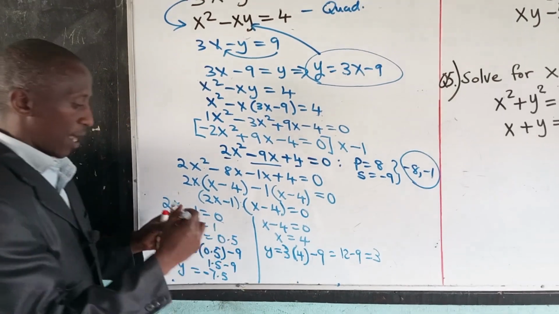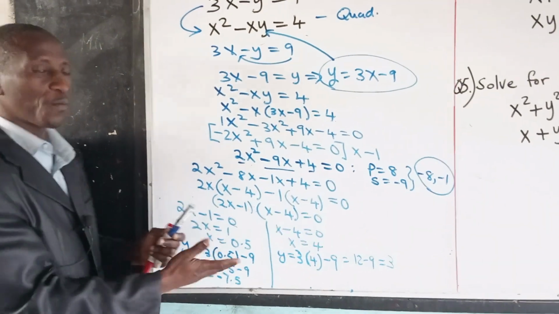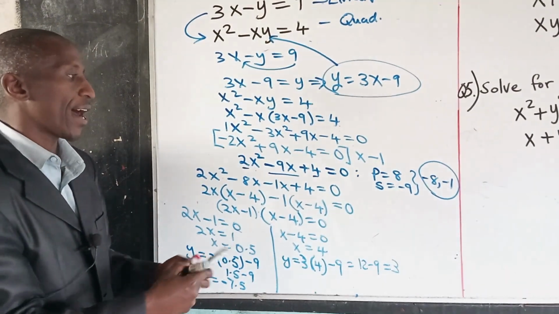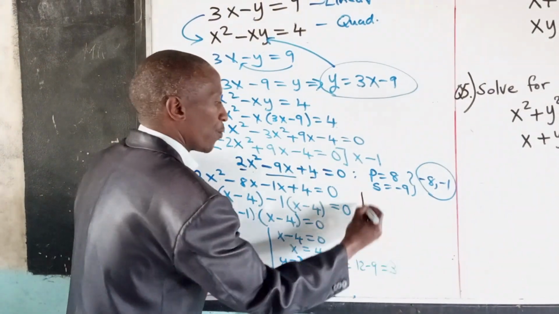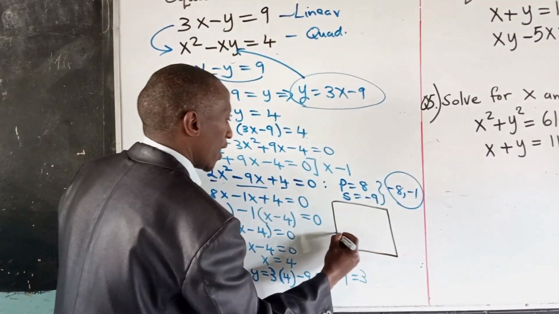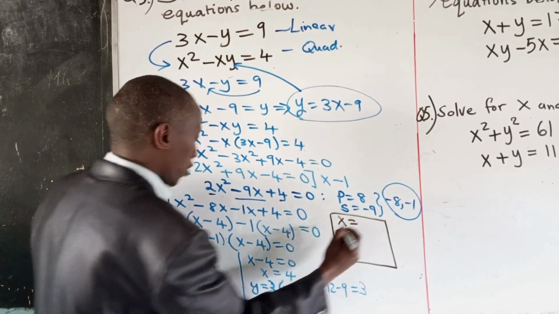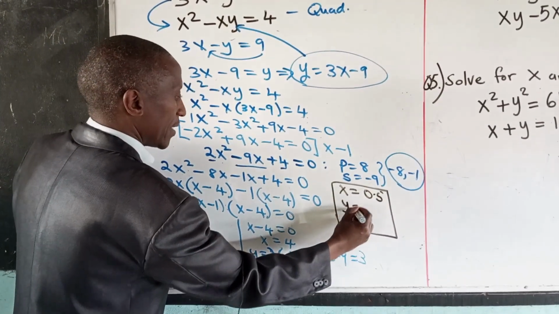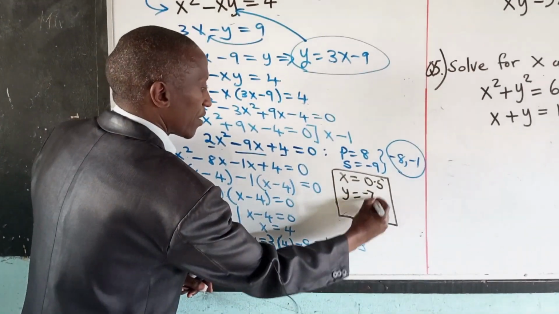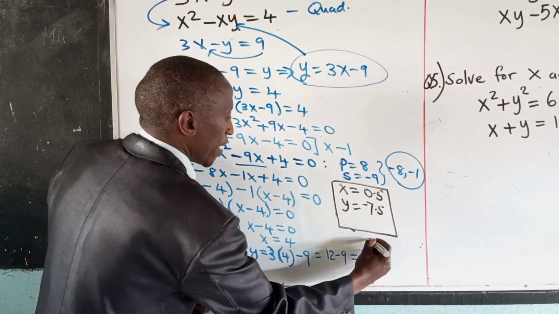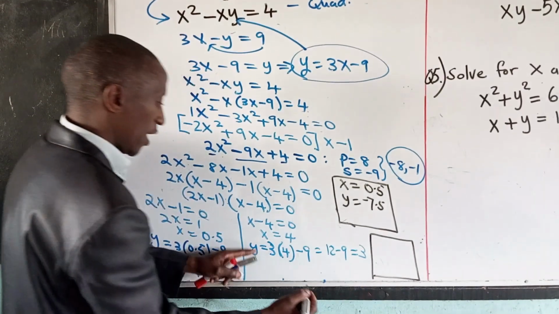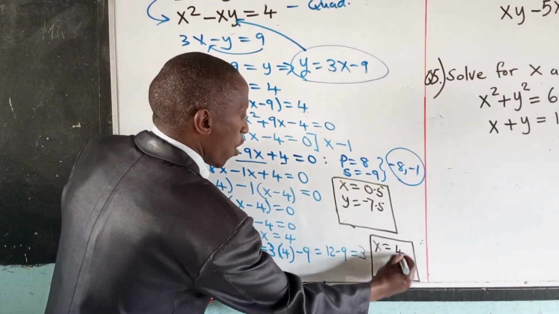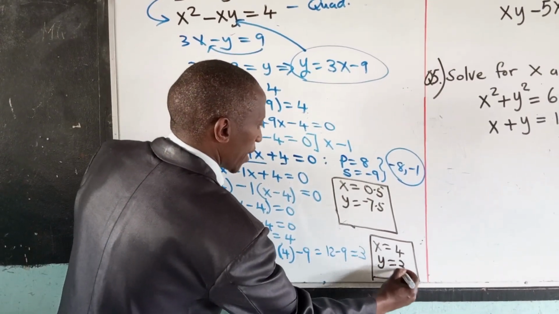And that, very important, before we depart from this question, we need to pair the answers. By pairing, we bring in the answers, and we say when x is equal to 0.5, y is equal to negative 7.5. Along the same, in the second part, when x is equal to 4, y is equal to 3.